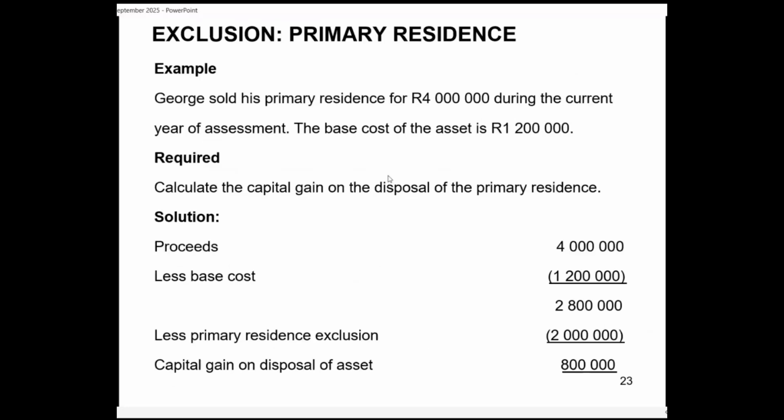For example, George sold a primary residence for 4 million during the current year of assessment. The base cost is 1.2 million. Calculate the capital gain on disposal of the primary residence. The proceeds are 4 million, less base cost of 1.2 million, which is 2.8 million. Then less the primary exclusion of 2 million. Then the capital gain on disposal will be 800,000. So it's a simple calculation.